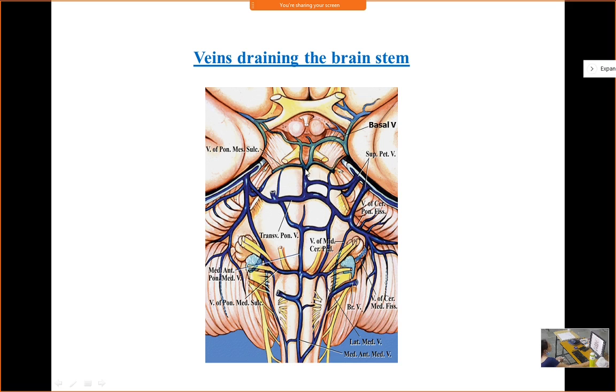In the pons there is the median pontine vein and the lateral pontine vein, and they are connected with each other by the transverse pontine vein. Similarly in the medulla there is the median medullary vein and lateral medullary vein, and they are connected with each other by the transverse medullary vein. Okay, so these are the venous drainage of the brain stem.